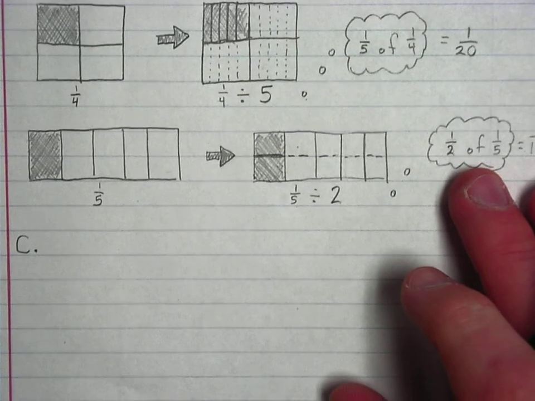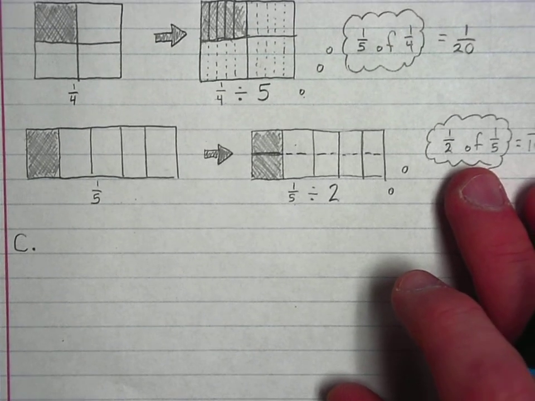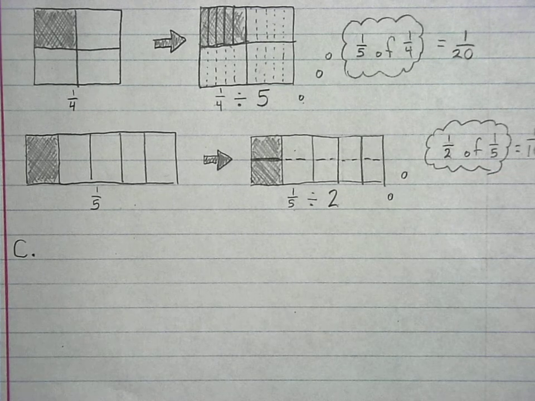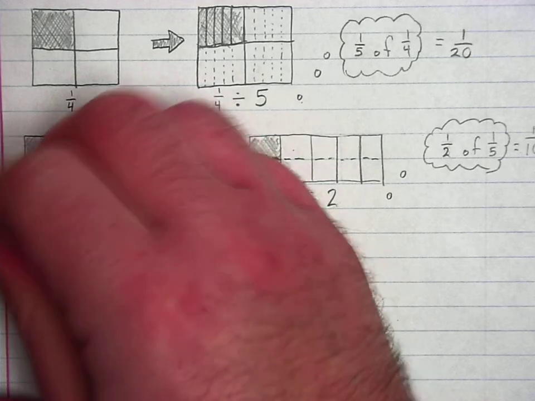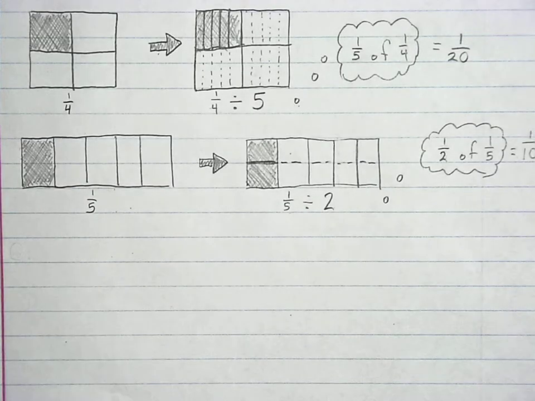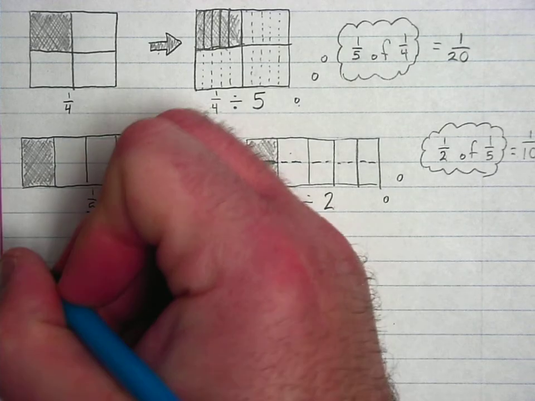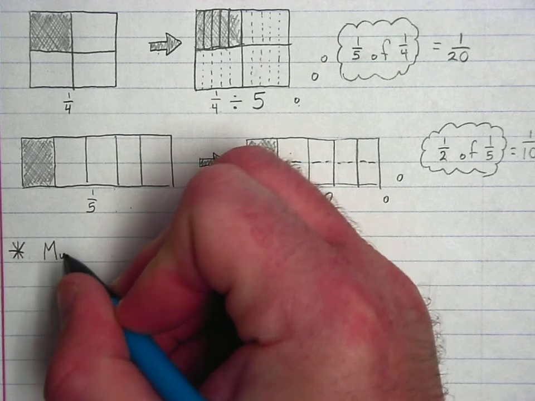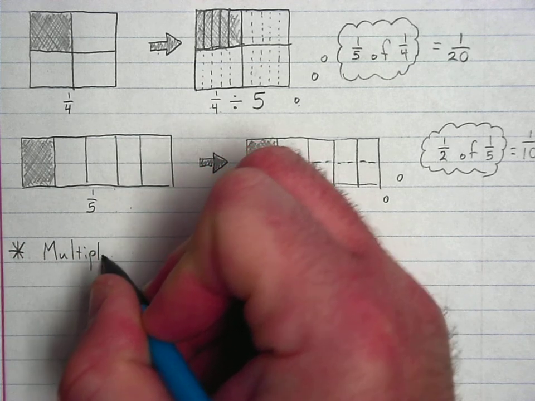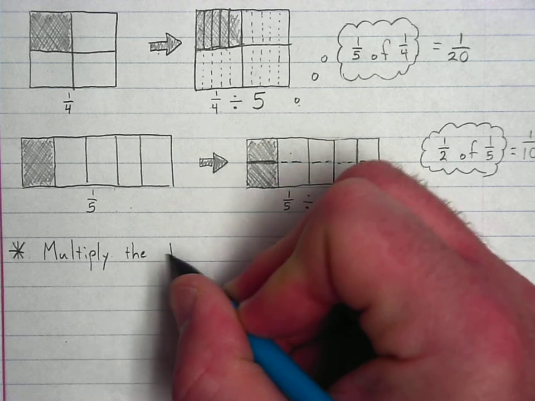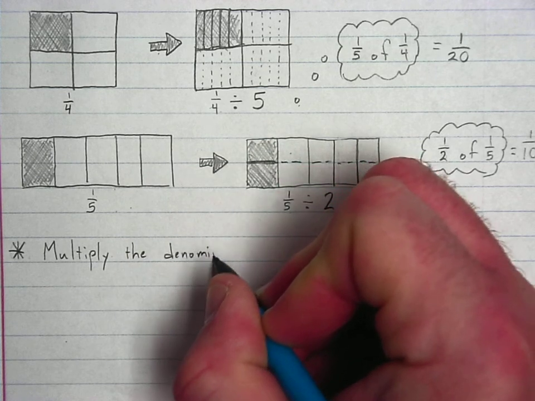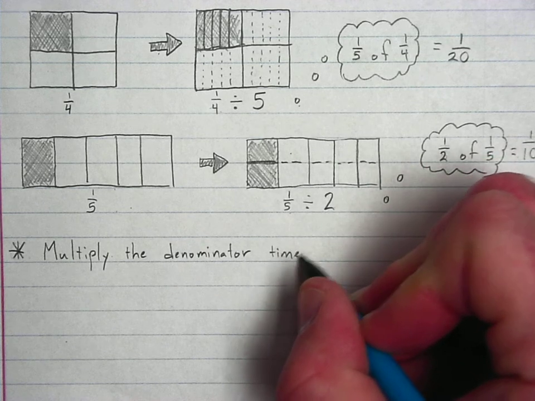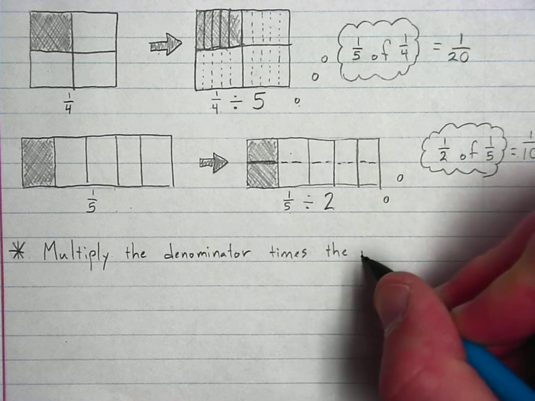We'll do a few quick examples, then I'll wrap up for this lesson. I know these ones have been running a little bit longer, but I want to make sure that this new material is making sense. Okay? And actually, before we do that, let's write what we just discussed. Multiply the denominator times the whole number.